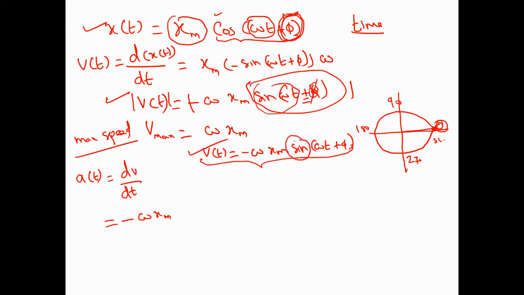What is the differentiation of the sine? Cosine. Cosine of omega t plus phi. If you differentiate this omega t one more time, you will get one more omega. Am I right? So what is remaining? Minus omega square xm cosine of omega t plus phase angle. Am I right or not? Yes, you're right.